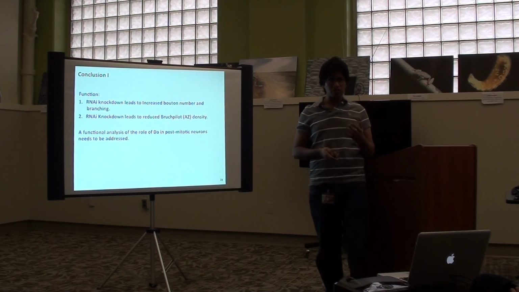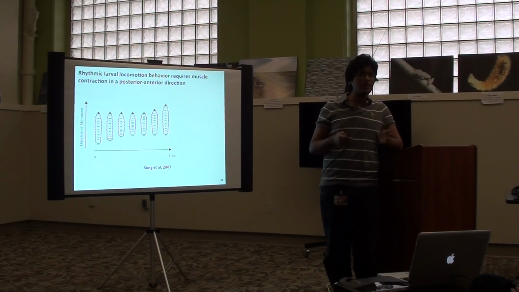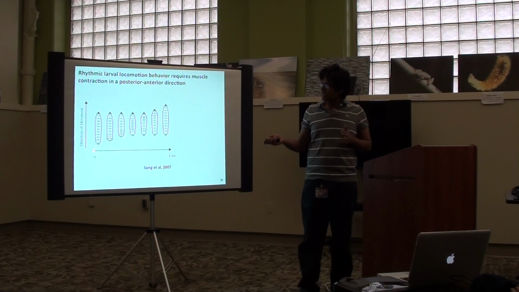We wanted to see a functional role as well, and what I'm going to show really quickly is what we did with behavior. We looked at a larva's number of contractions. A larva moves in a spatiotemporal manner, moving upwards by pushing its muscles in a stereotypical manner. We counted the number of contractions and the total distance that they crawled.